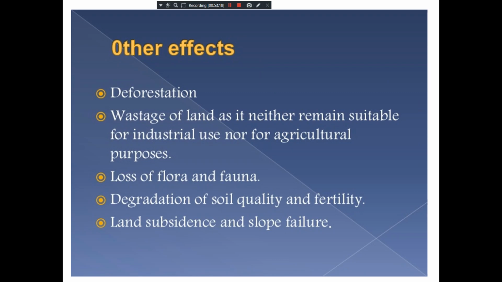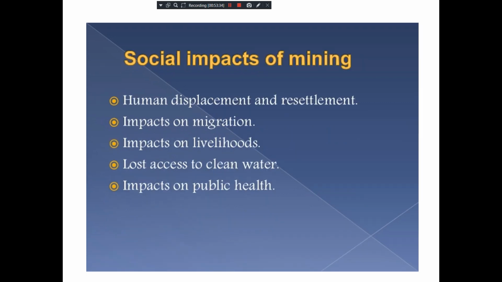Then mining also causes associated deforestation. After mining, wasteland formation will be there, loss of plants and animals, soil quality, structure, fertility, everything is affected. Then social impact: again there is displacement and resettlement of human beings from the area of mining. Migration will be there. It affects the livelihood of the local people. Failure to access clean water, there is even an effect on public health.